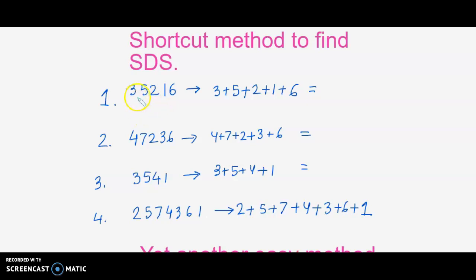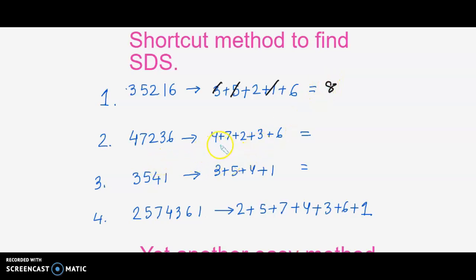Suppose we have to find the single digit sum of 35,261. We will write all the numbers as they are and strike out the numbers which sum to 9. For example, 3 plus 5 plus 1: together they make 9. 3, 5 is 8, plus 1 is 9. So we are left with 2 plus 6, that is 8. So the single digit sum is 8.